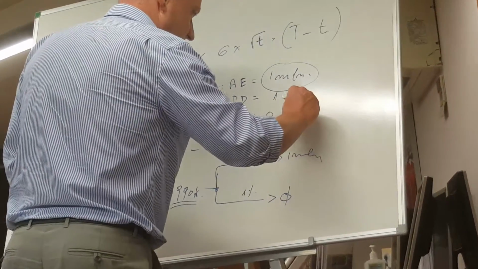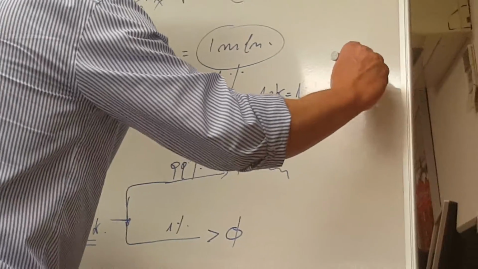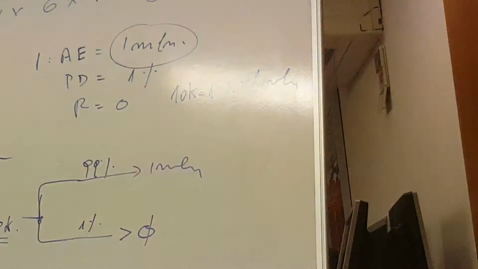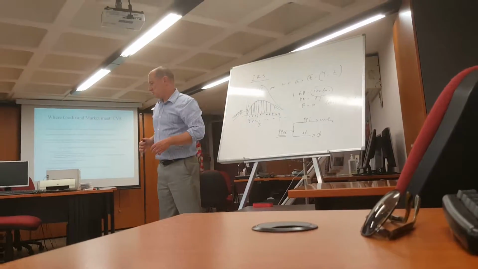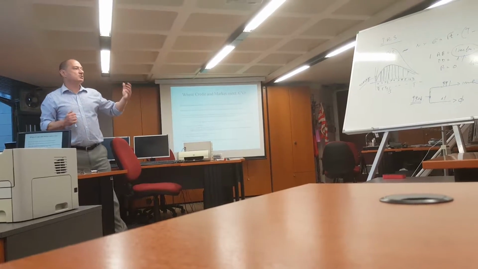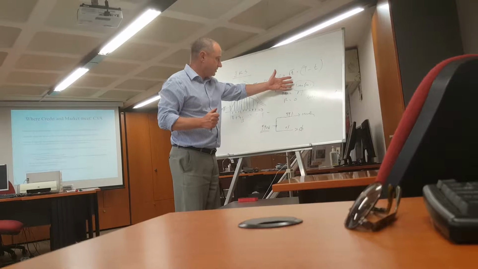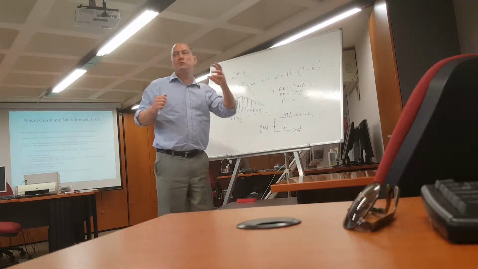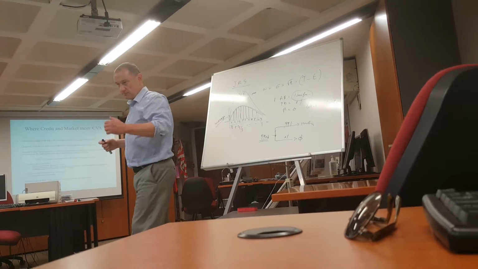It's 1% times 1 million. Very intuitive. Just a binary tree. So, if the average exposure of the first year is 1 million, the cost of risk of the first year is PD times average exposure of the first year.